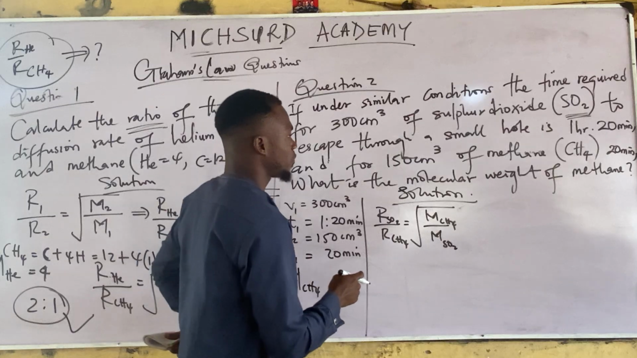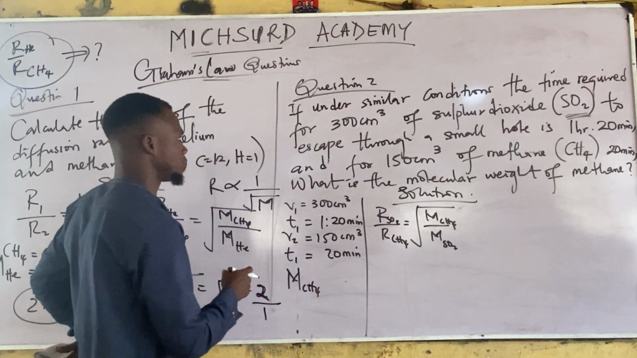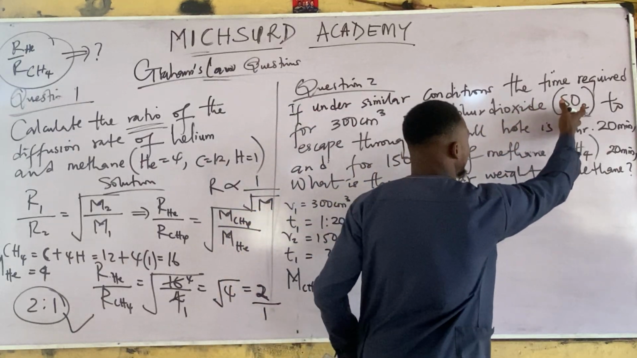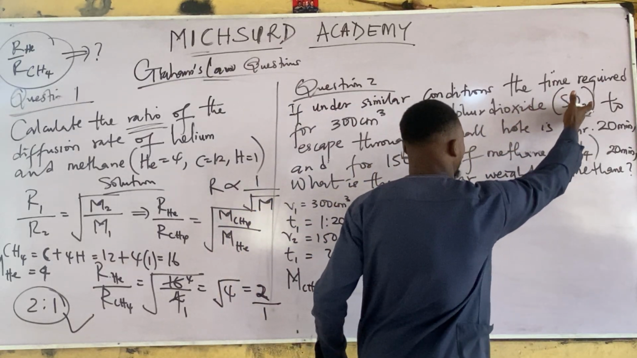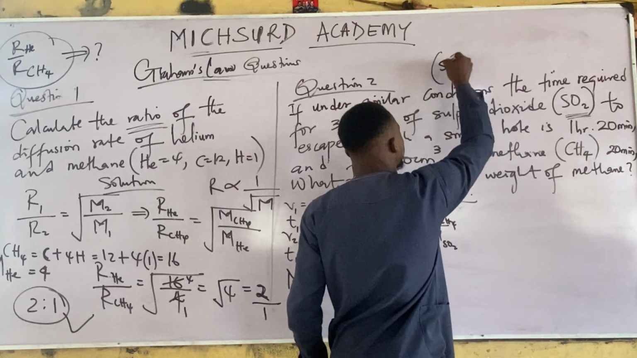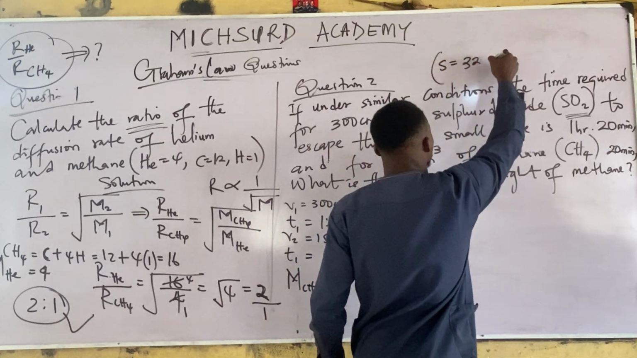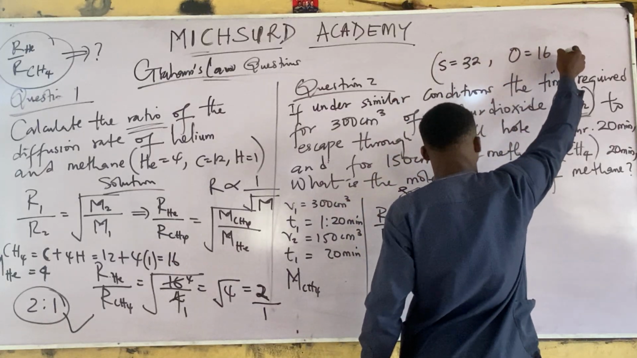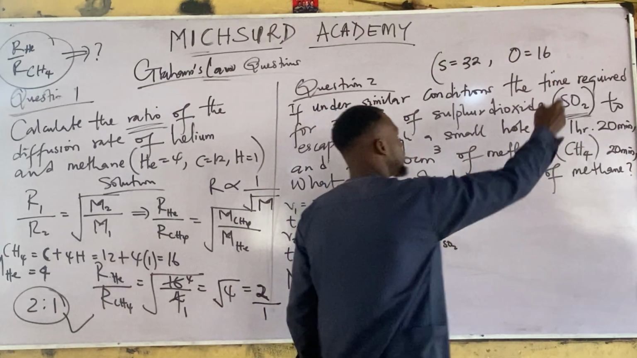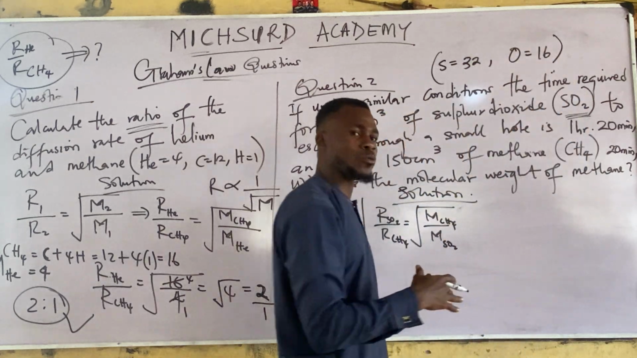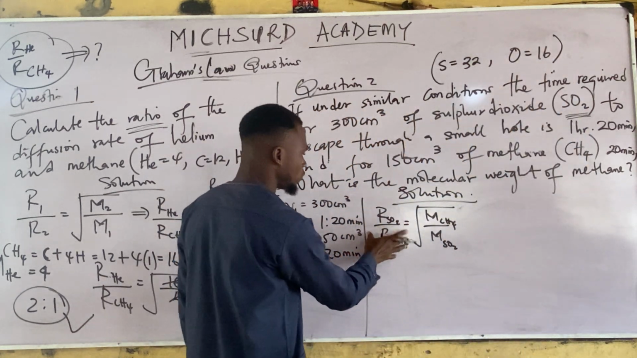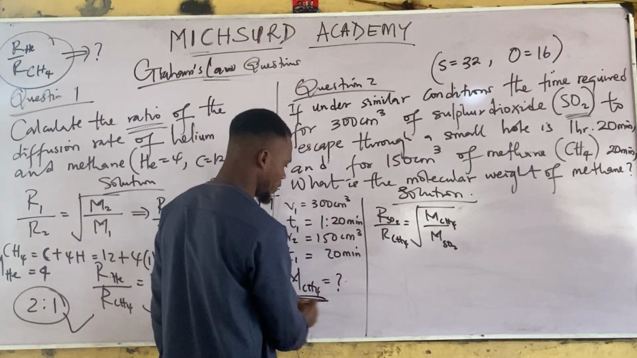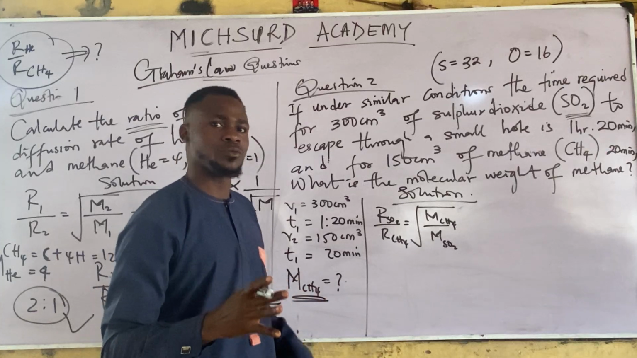Now, from the question, we are not given the molecular masses for sulfur and oxygen, but we know that sulfur is 32 grams per mole, and oxygen is 16 grams per mole. These are constant values we should remember. If we come to the question, what we are looking for is the molecular mass of what? Methane. So this question is a little bit technical.